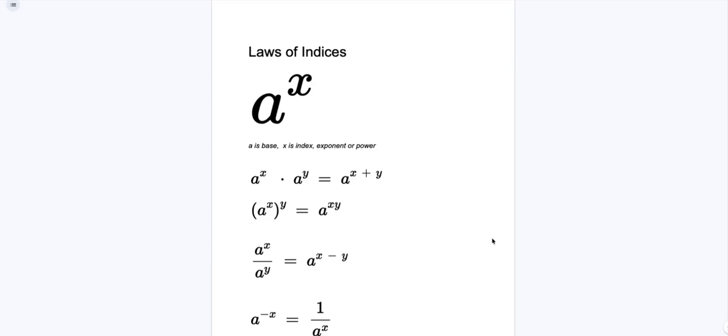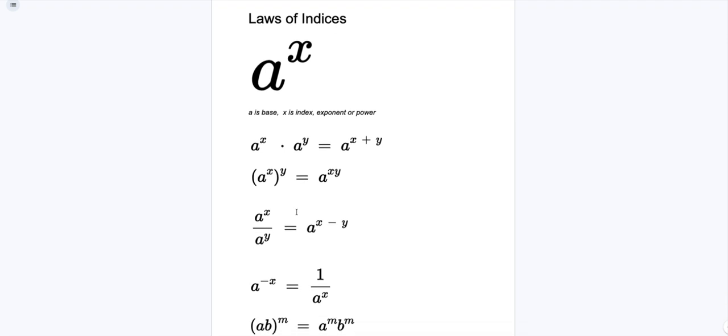Hello everybody. Today we will be learning about the laws of indices. Now, what we see here is a to the power of x. This is an expression. A is called the base, whereas x is called the index, exponent, or power. Now, the different laws of indices. Let's go through each of them.